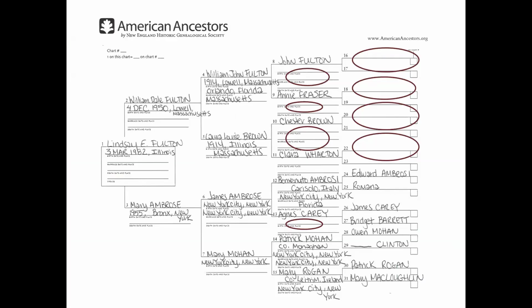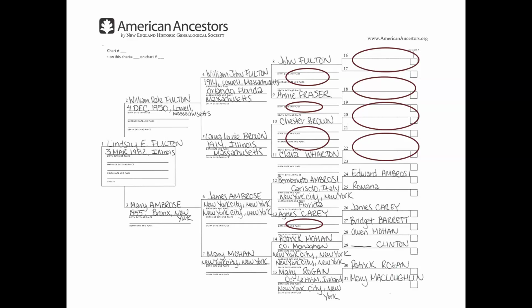So here we have a chart. This is for a colleague, Lindsay Fulton, and you could see that when she started this chart, there were some missing holes in her tree. In fact, on her paternal line, she wasn't sure who John Fulton and Annie Fraser's parents were, or Chester Brown and Clara Wharton. So those are some gaps, but it may just be a fact.